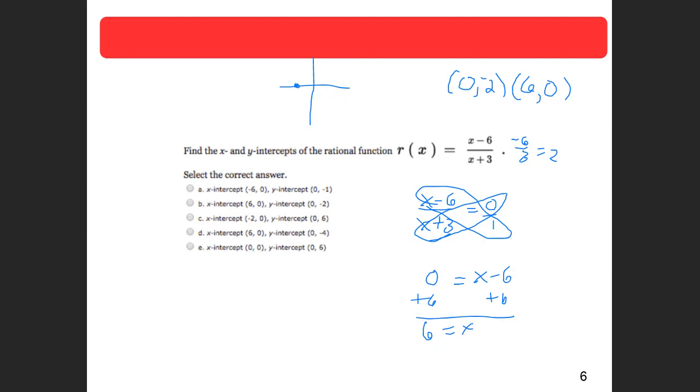Boy, I messed that up. That should have been 0, -2, that's my y-intercept. And this is my x-intercept, so 6, 0 would be way over here. So if I look down here, x-intercept at 6, 0 and y-intercept at 0, -2, that looks about right. Okay, any questions on finding the x and y intercepts? Sorry about that.